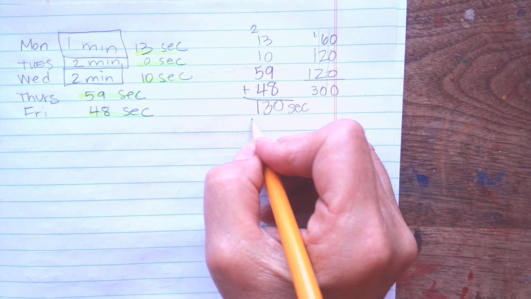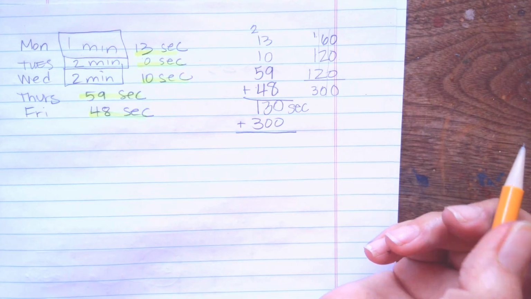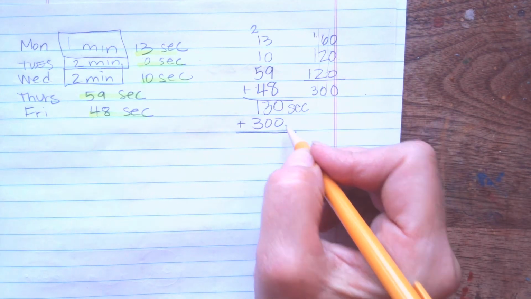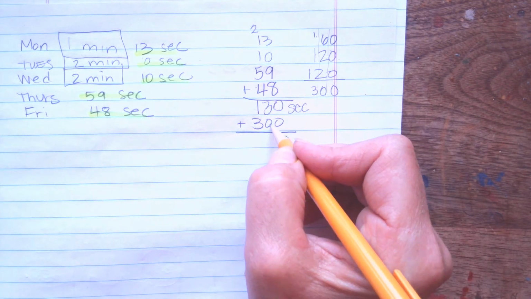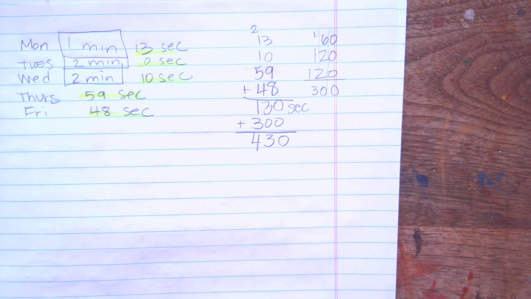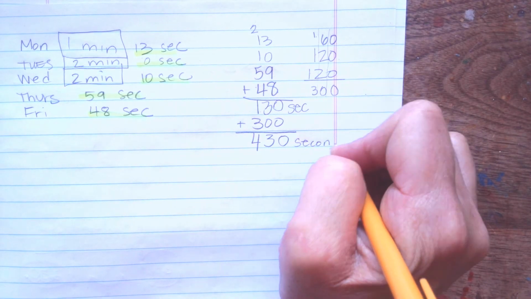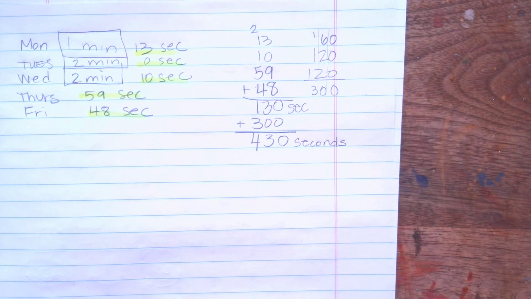And then we're going to add these together. Does that make sense why we would do that? Okay. 0 plus 0 is 0. 3 plus 0 is 3. And 3 plus 1 is 4. So it's 430. And then we have to label our answer in seconds. Make sense? Okay. We are going to skip number 5 for right now because I haven't really had a chance to go over those kind of problems with you.